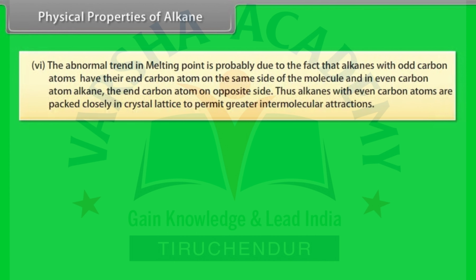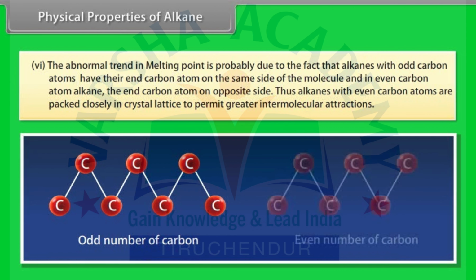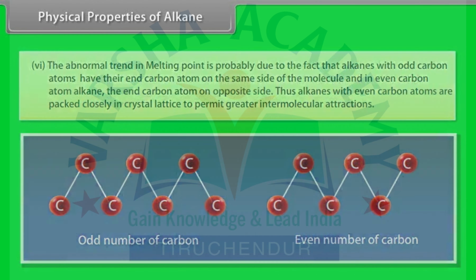Number 6. The abnormal trend in melting point is probably due to the fact that alkanes with odd carbon atoms have their end carbon atoms on the same side of the molecule, and in even carbon alkanes the end carbon atoms are on opposite sides. Thus, alkanes with even carbon atoms are packed closely in the crystal lattice to permit greater intermolecular attractions.